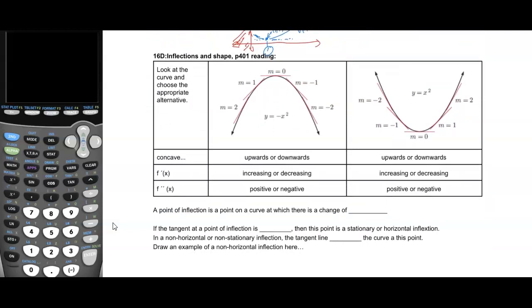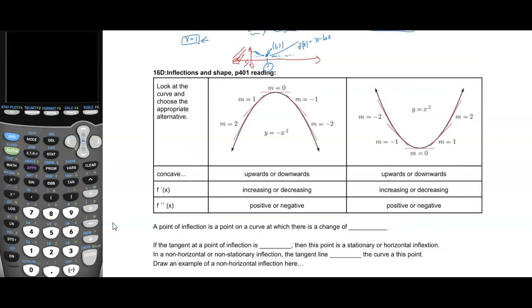Inflections and shape. Okay. So now we're going to explain what concavity means and what it means when the concavity is positive or negative. If we look at this picture on the right side, do you notice that the slopes of these red tangent lines drawn along the parabola which opens down are going, from left to right, from a positive number, less positive, flat, negative, and bigger negative, right?